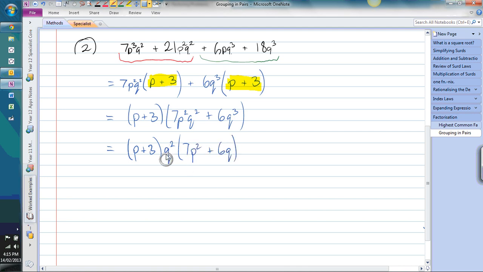Now I could write it here like this, but it's weird to have that q squared in the middle there. Normally we put the individual terms out the front and anything in brackets comes after. So it's actually better to write it as q squared out the front, p plus 3, and then the final bracket 7p squared plus 6q. And this is the best way to write our final answer. The q squared out the front, p plus 3, 7p squared plus 6q. And this is the furthest that we can go with factorization. This cannot be factorized any further.